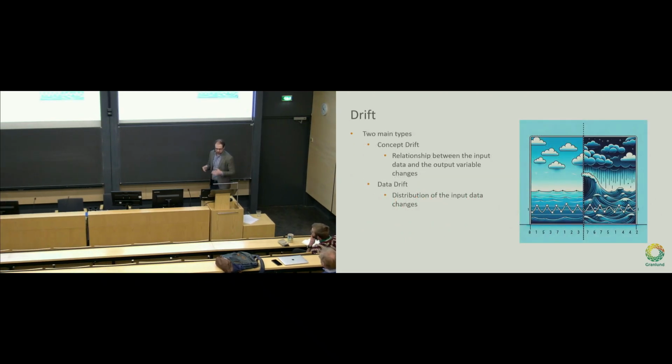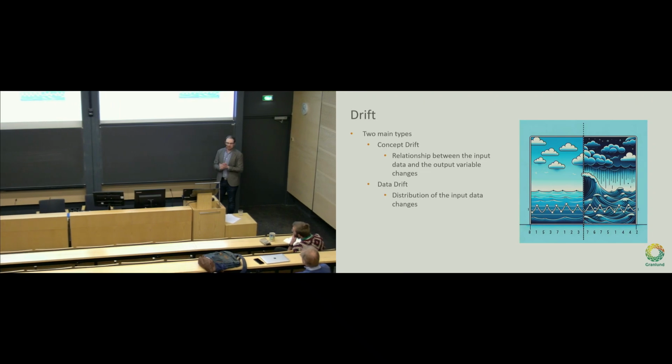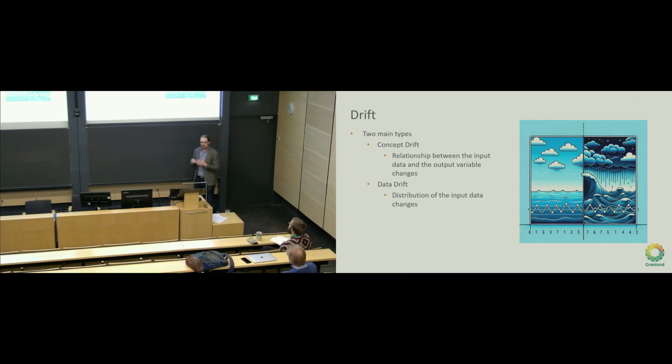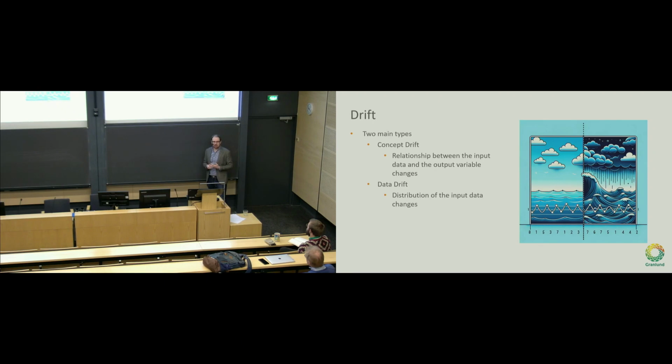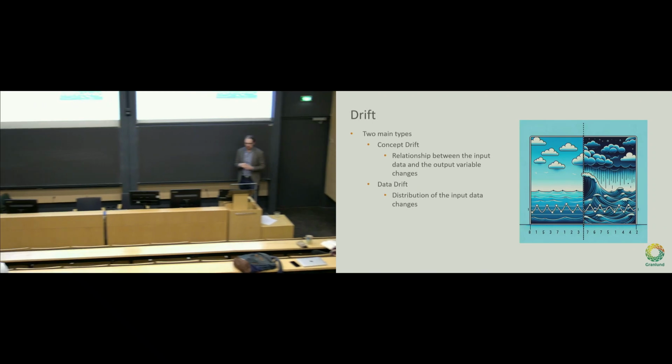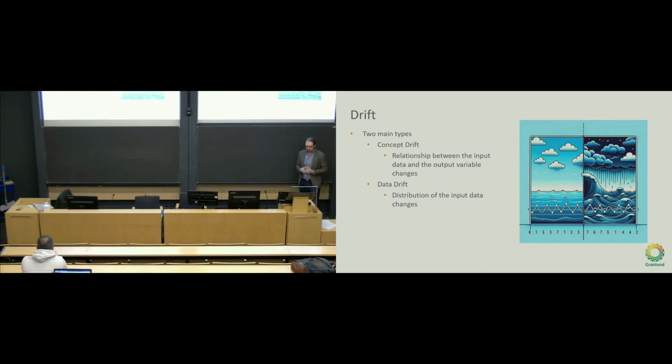So what kind of drifts are there? There are two main types. There's concept drift, which is a change in the relationship between your input and output, and if that changes, then the model is wrong. Then there's also data drift. That means that your input data distribution changed for some reason. You have never seen that kind of dynamics in the data when you were training, and then you see the drift.